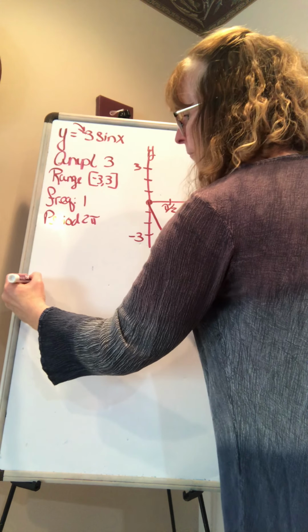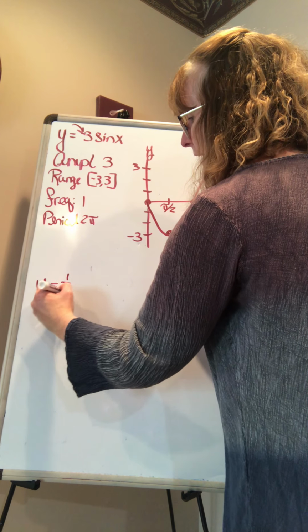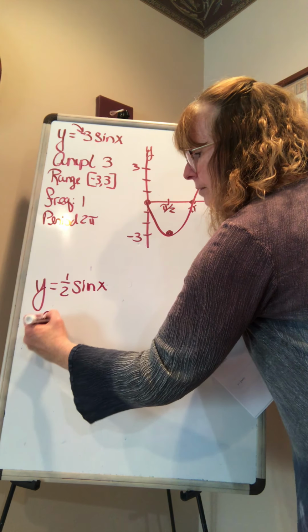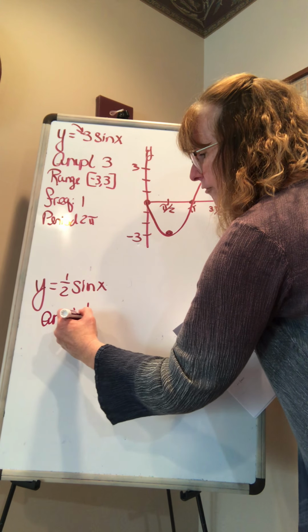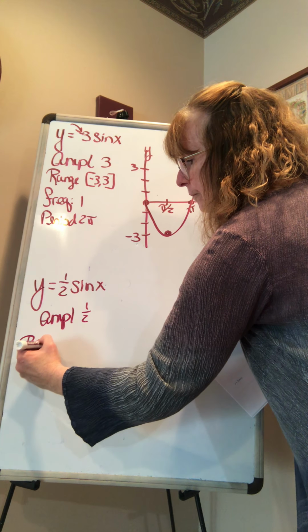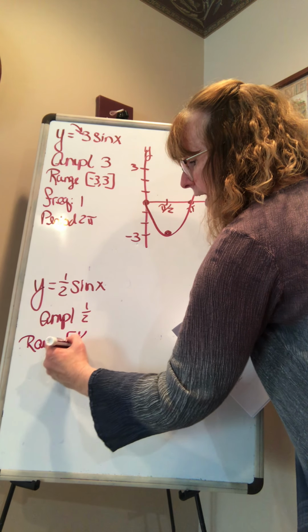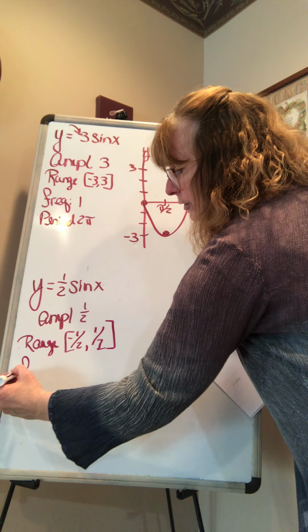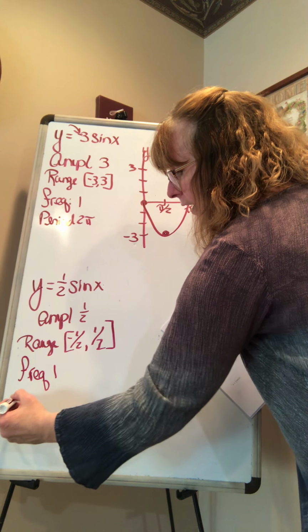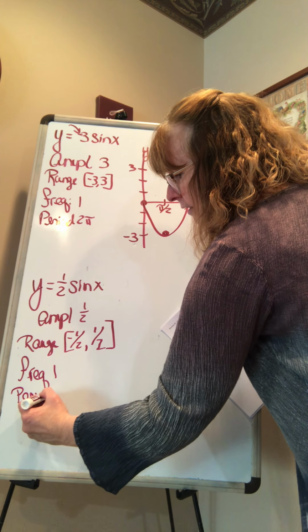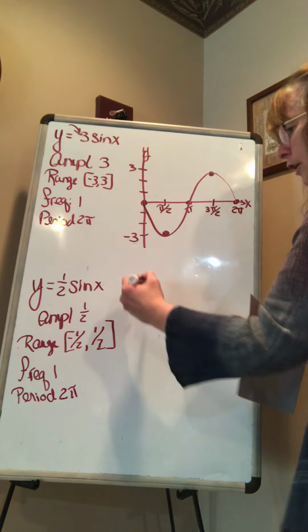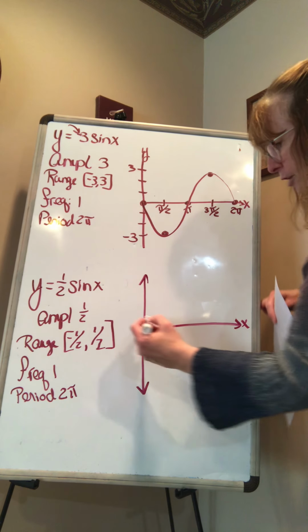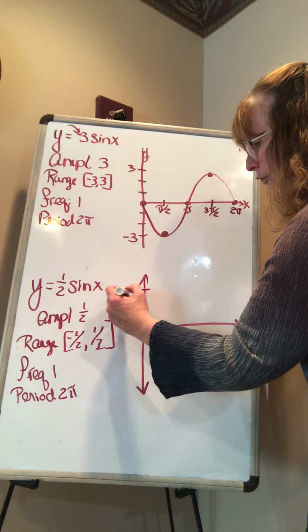And lastly, y is equal to 1/2 sine of x. Well, this guy's not going to be as big because my amplitude is just 1/2. So my range is -1/2 to +1/2. And so my frequency is 1, and my period is 2 pi. So if I graph this guy, I'm going to actually stretch out my axis, because if I don't, it's going to be hard. So here's 1/2, here's -1/2.